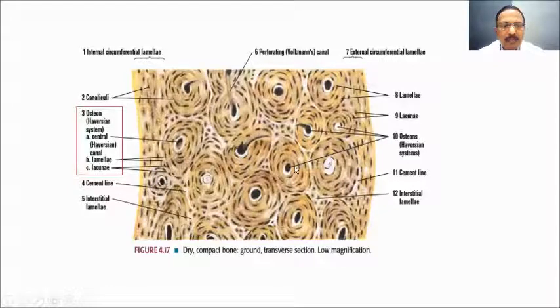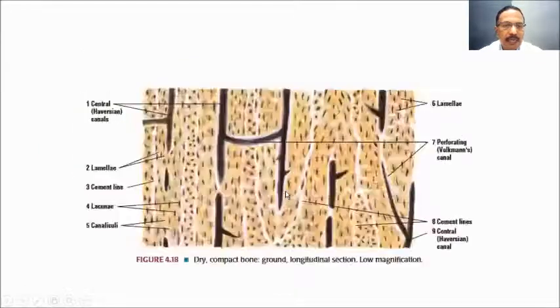So they are all sheets of bone lamellae, which are placed one after the other, and in between are the dark dots which represent the space for the osteocyte, the lacunae. Within this lacunae only osteocytes are placed, and the lacunae are connected with each other by canaliculae.